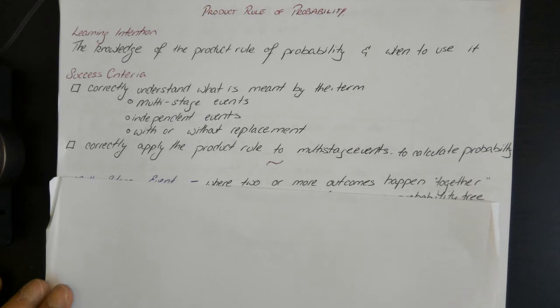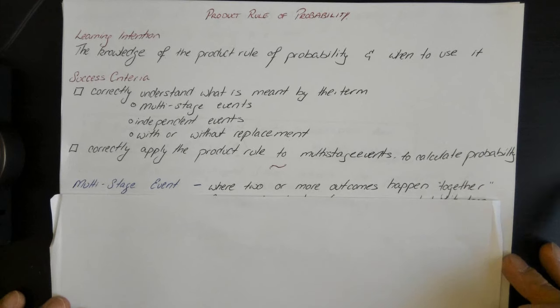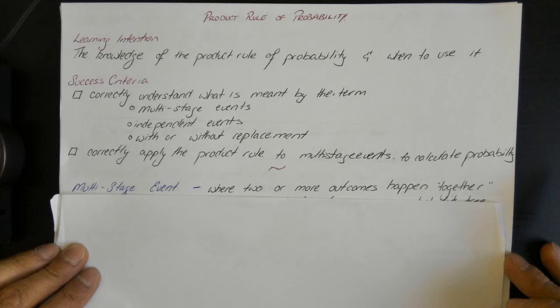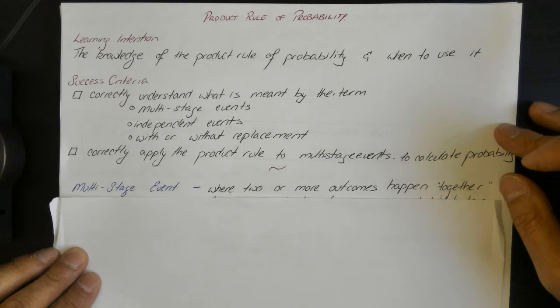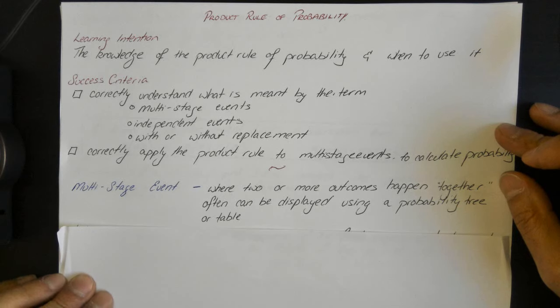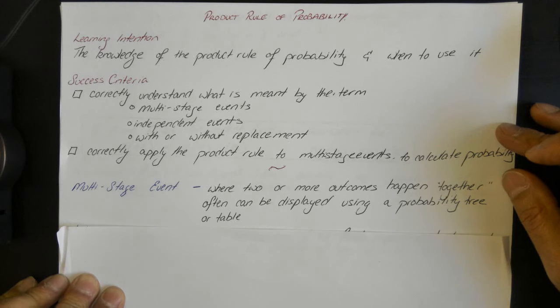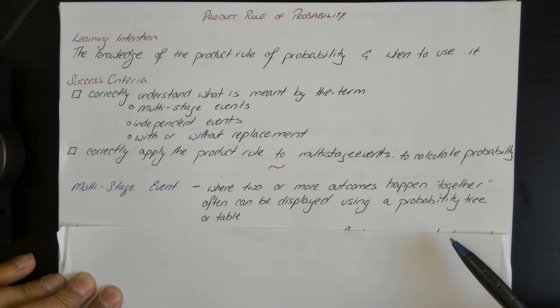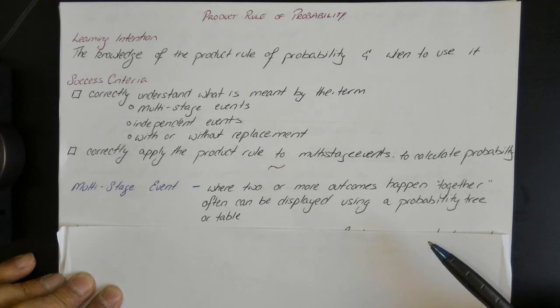So, let's look at these terms. A multi-stage event is where two or more outcomes happen together or subsequently. For example, we can flip a coin and then roll a dice, or one event happens and then another event will follow. Often these can be displayed using a probability tree, or we could use a two-way table.